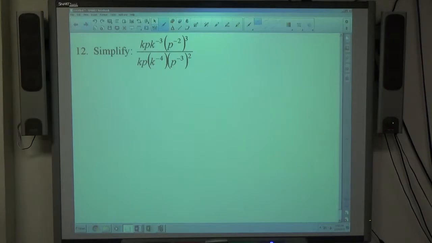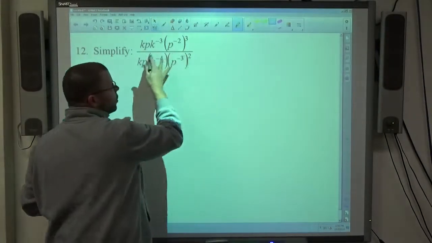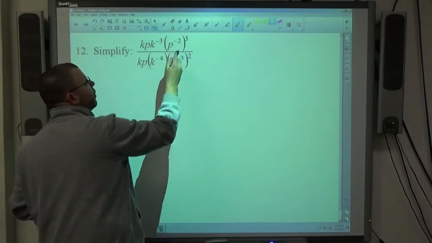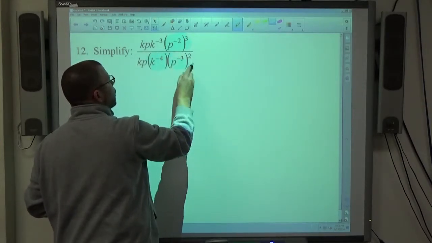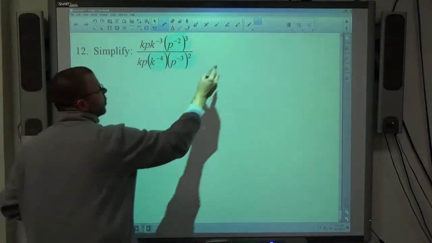Number 12, simplification. The first step of simplification of exponents: notice there are no pluses or minuses in this problem, just numbers raised to powers being multiplied and divided. So the first thing I want to focus on is each of these parentheses. I want the parentheses to go away. Everything else I'm just going to leave alone.